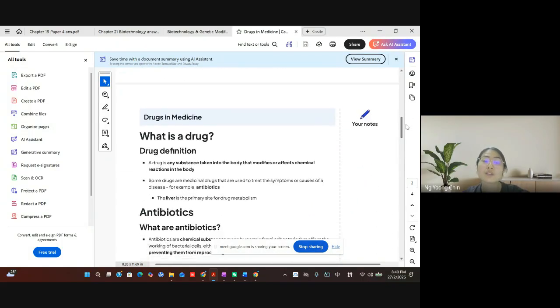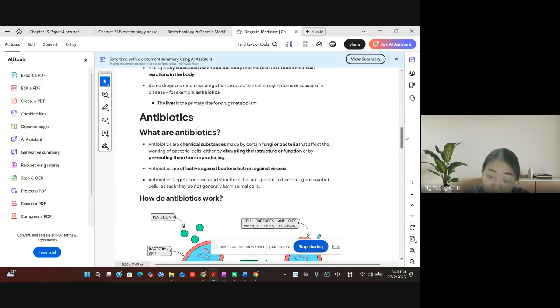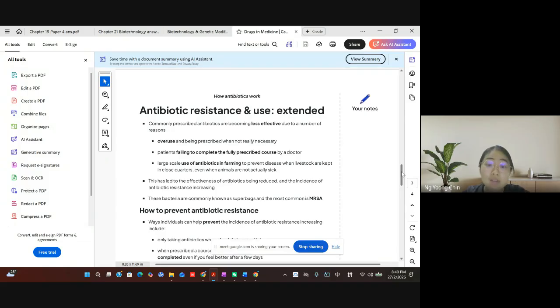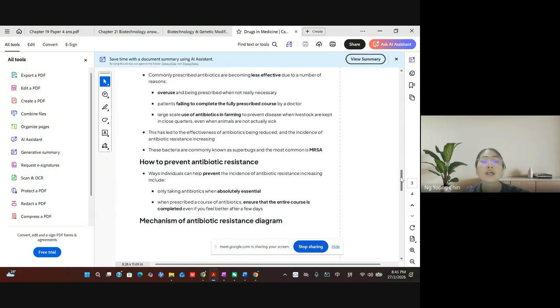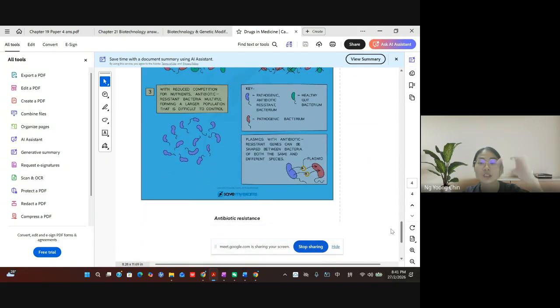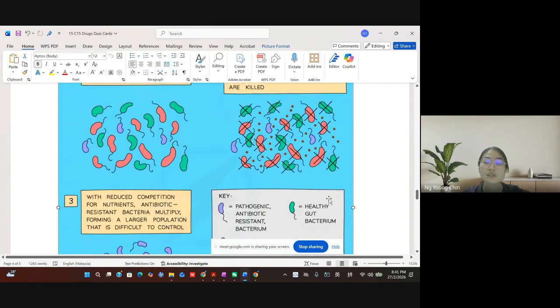You just talk about defining the drug. What is an antibiotic? Why can antibiotics kill bacteria? Why can't they kill viruses? How do they kill the bacteria, how can bacteria develop antibiotic resistance, and how can you prevent it? So it's a very simple chapter. Okay, so see, this is the picture.